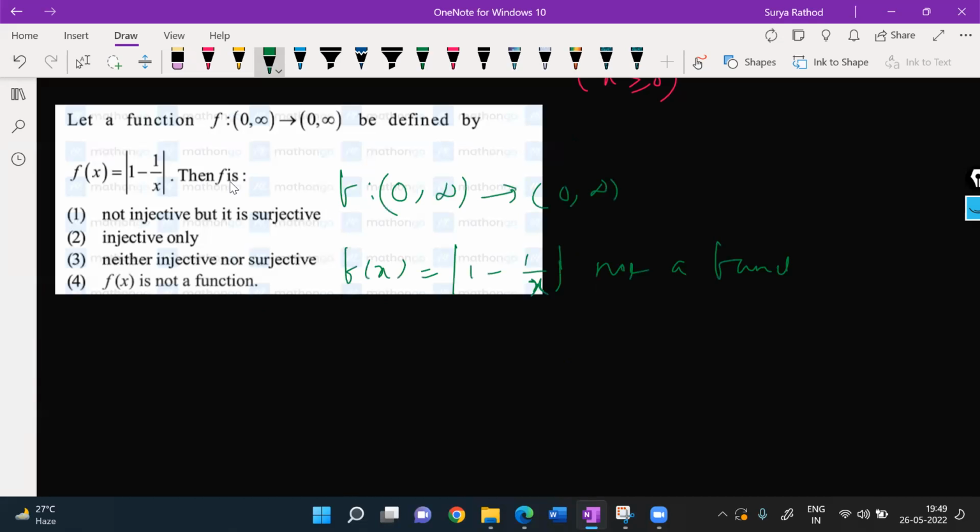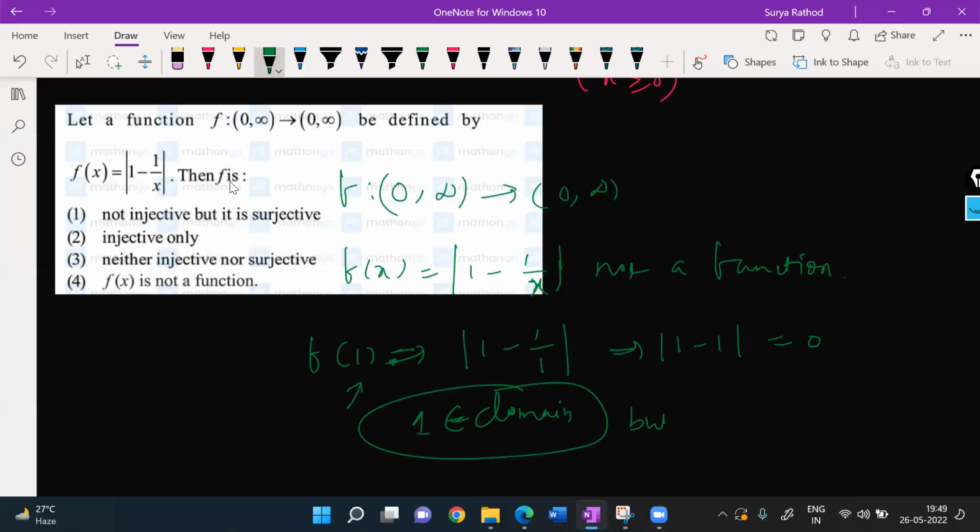Why is it not a function? Because look at this f of 1. Check f of 1. F of 1 is going to be 1 minus 1 by 1. So 1 minus 1 is 0. I'll be getting 0. So if I substitute 1 in place of x, I'm getting 0. 1 belongs to the domain, but 0 does not belong to the codomain, correct?